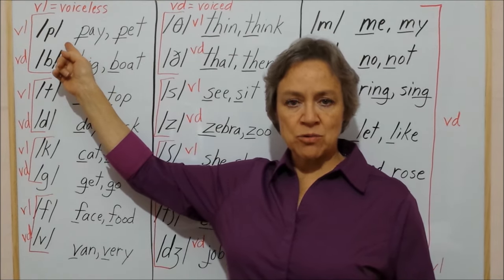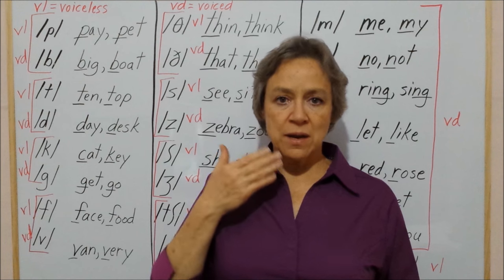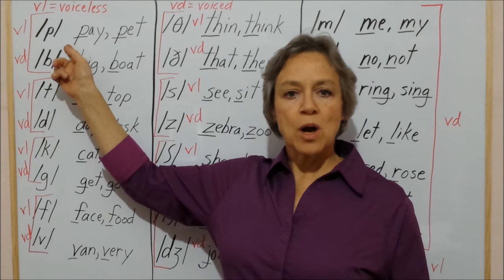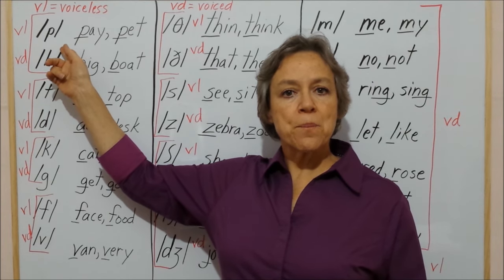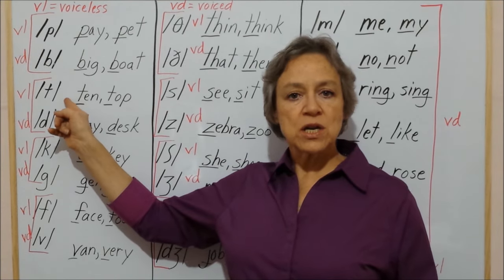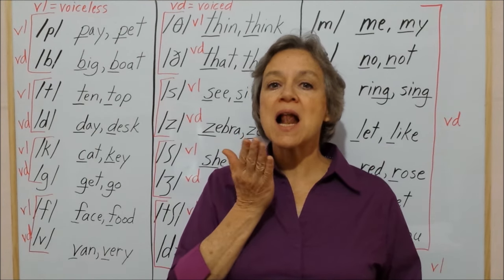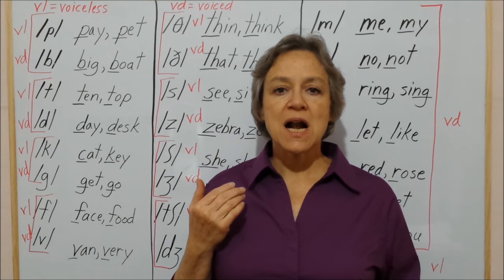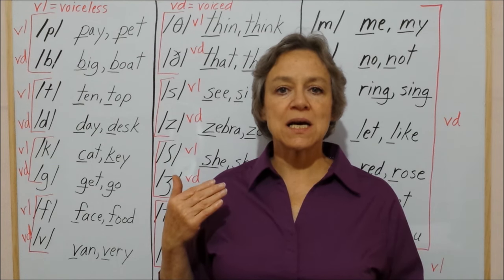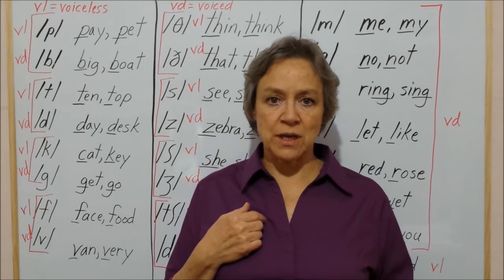The p sound uses the two lips. I first close my lips and stop the air, and then I open my lips and let the air come out. So p, p. I close my lips, then I open them. With the t sound, I have my lips open, but my tongue is touching the top of my mouth. And then I move my tongue and let the air out. T, t. So I'm using my tongue to block the air momentarily.